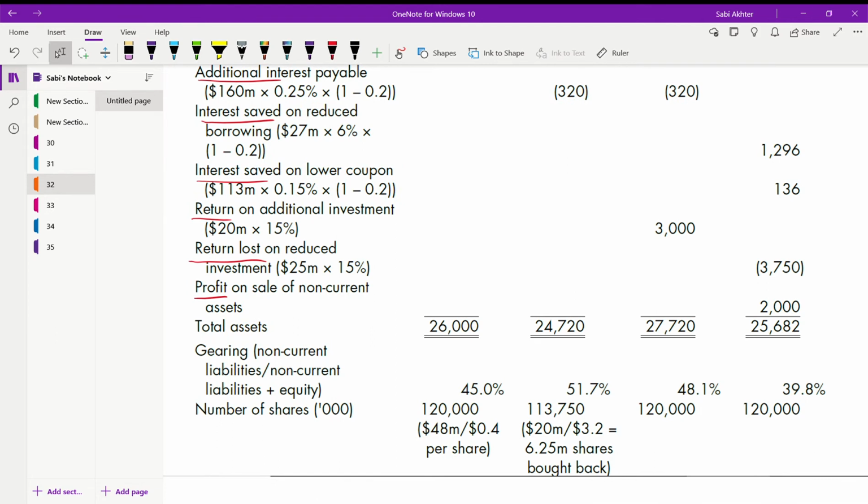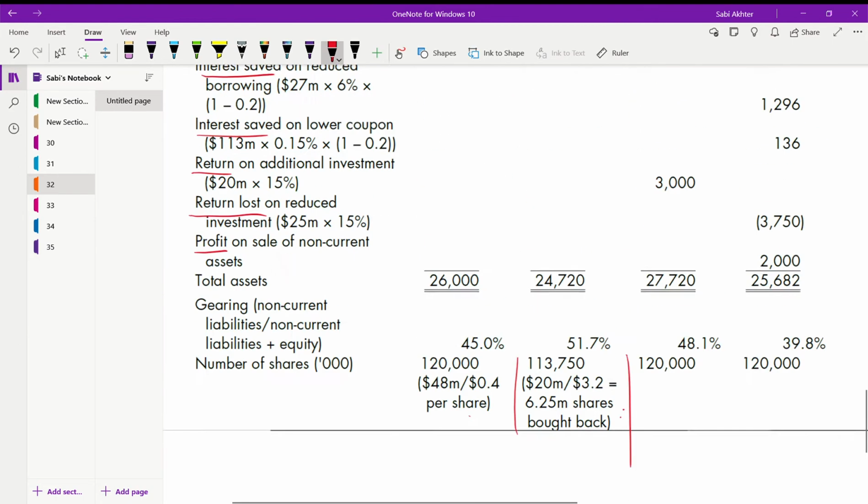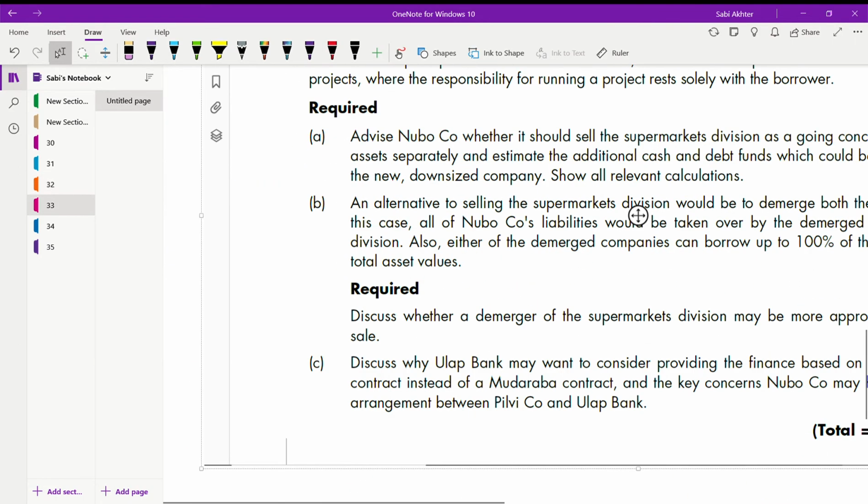Now coming to gearing part. Gearing is what? Non-current over non-current plus equity. So this will be same. This you can take from the balance sheet. From the balance sheet, you can take your non-current liabilities and equity and find the number of shares. So that's it. Coming to 33.